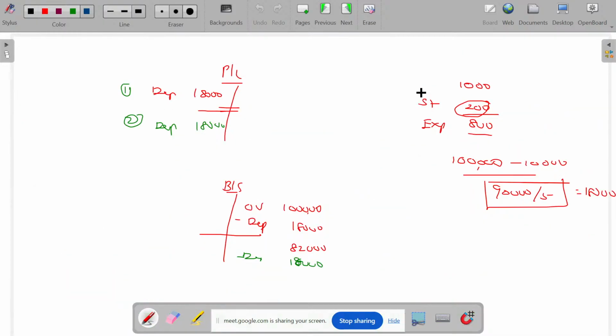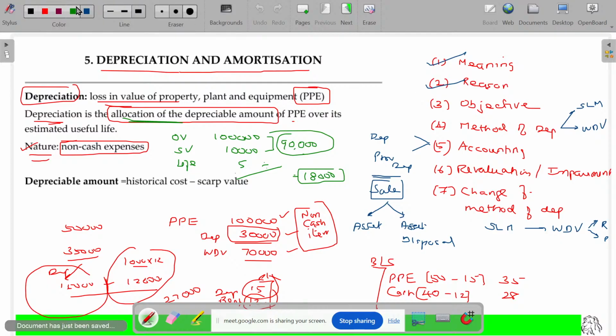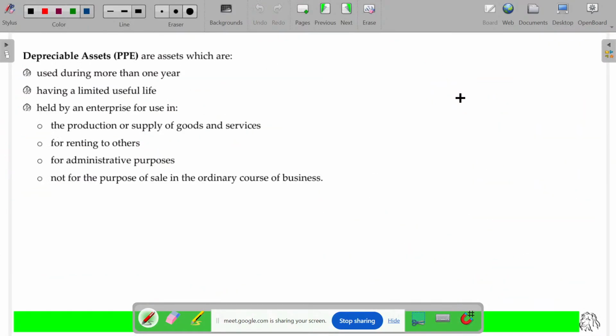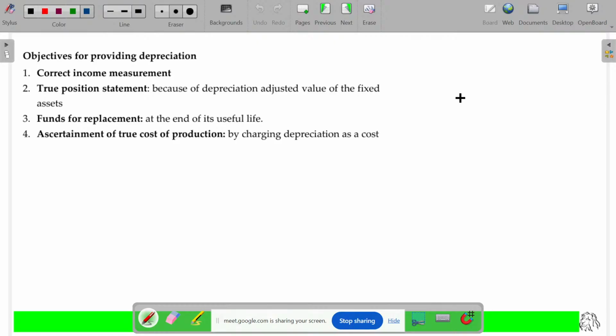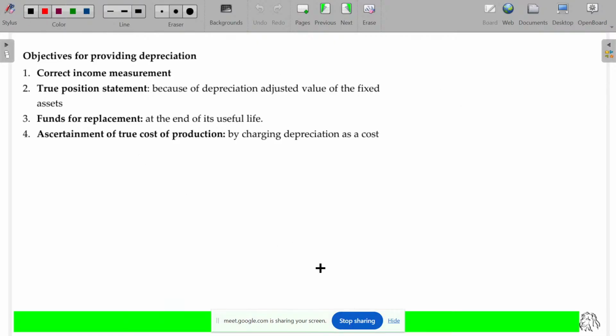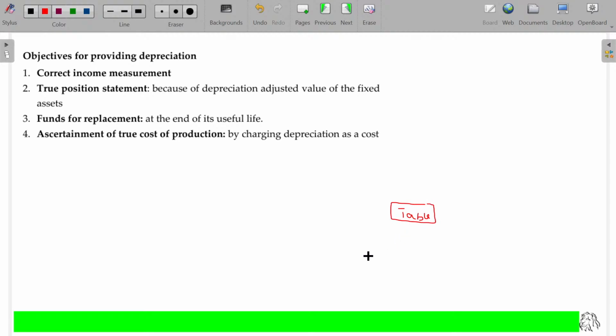Now we have to move on to the third point before we go for calculating the methods of depreciation. The third point is all about objectives of depreciation. Clear? Now understand that we manufacture a table. For manufacturing the table, we need wood, rupees 5,000. We need a carpenter who charges around 3,000 rupees per table, and we need a machine.